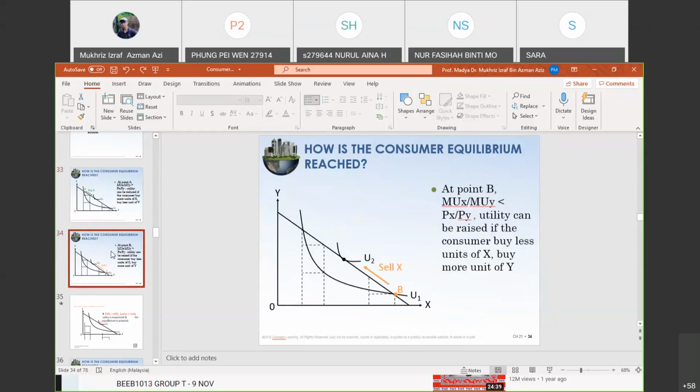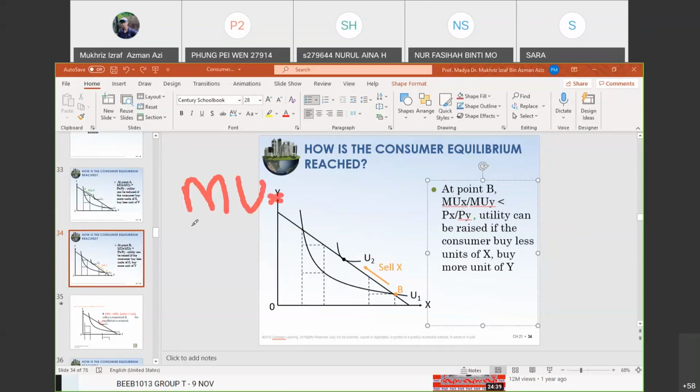So the opposite will be true here. If MUX over MUY is less than this ratio, how do you get to equilibrium again? To be at equilibrium, you need to increase this ratio, because now this value is smaller than the price ratio. So how to increase it? We know that in order to increase MUX over MUY, this is just simple logical mathematics.